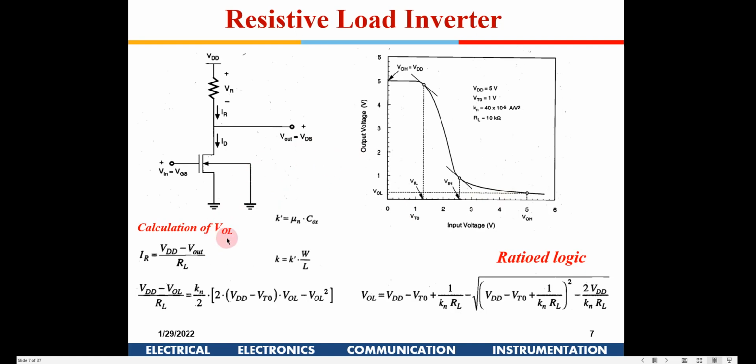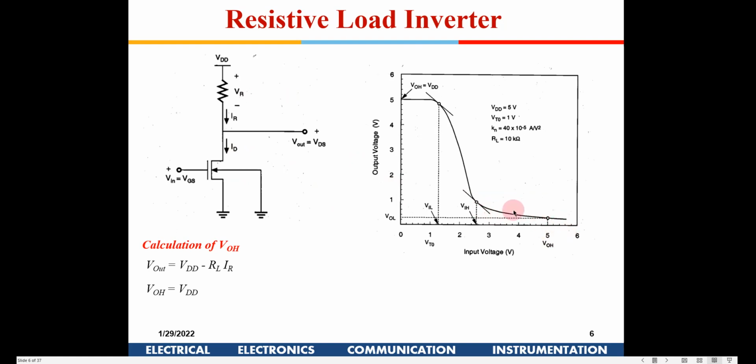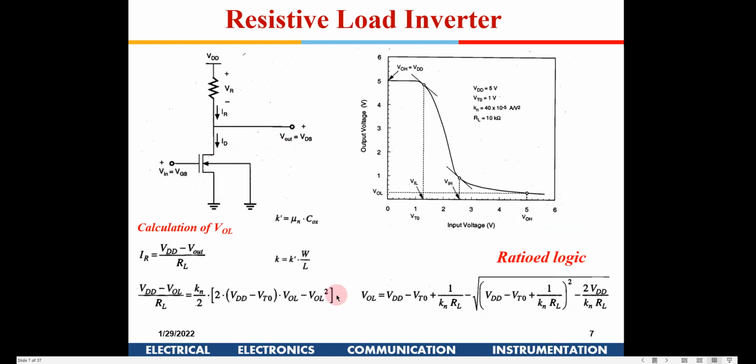Now trying to compute VOL, we have 2 elements. The current in the resistance will be VDD minus Vout by RL. And then the current in the transistor: VDS is small, close to 0, and hence we have to apply the linear region equation. So Kn by 2 into 2 times VDD minus VTO into VOL minus VOL square. The VDS becomes VOL here.